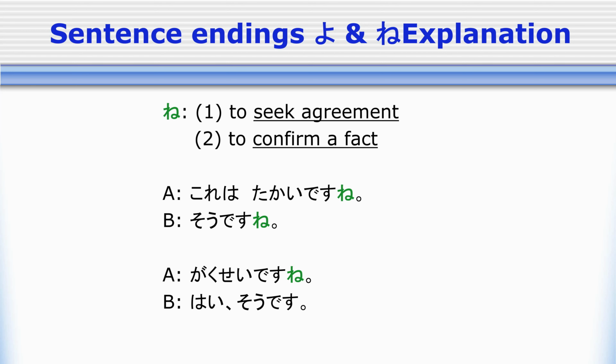I can also use this ne to double check or confirm a fact. So if I ask someone, 学生ですね? So you are a student, right? I'm double checking that they're a student, confirming something I already know. So we use this ne either to see if the other person agrees with us or to double check a fact that we know. So it's similar to saying in English, isn't it? Or right?